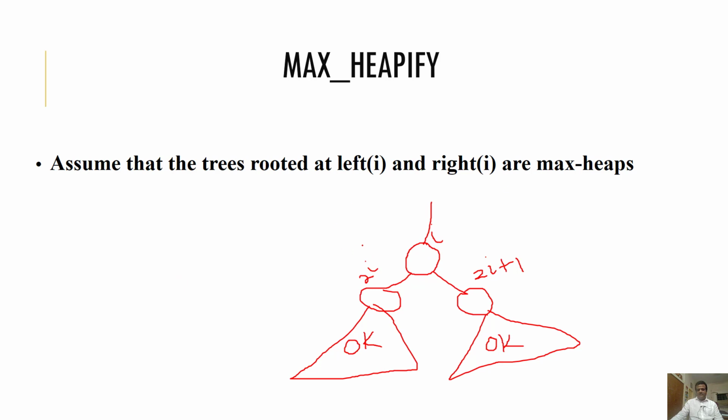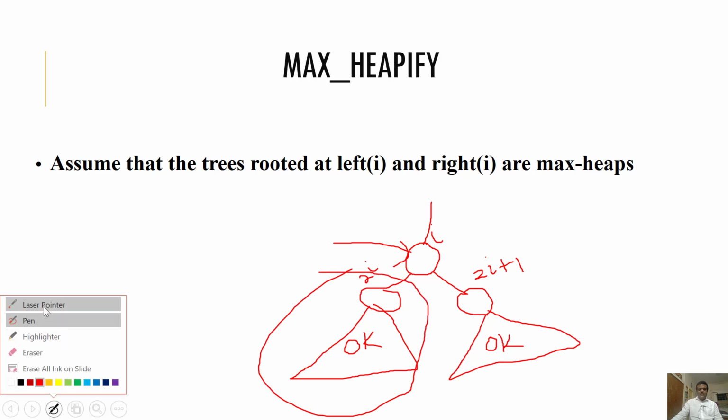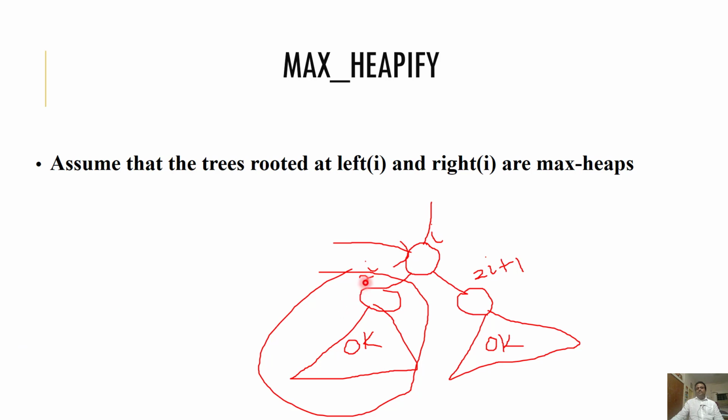So, we are thinking that the heap max-heap property is violating here. For that, we have to ensure that this part is okay. That means the tree rooted at the left child and the tree rooted at the right child are already max-heaps. I mean not max-heapify, already max-heap. So, this part is okay and this part is also okay, then only we can call max-heapify here.